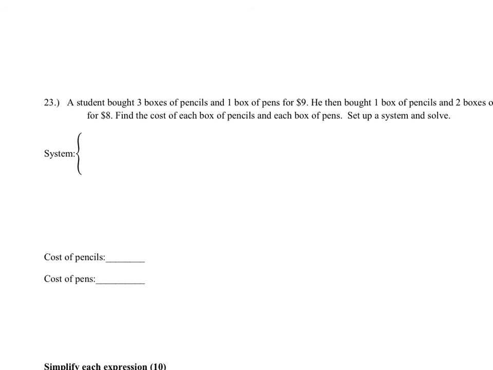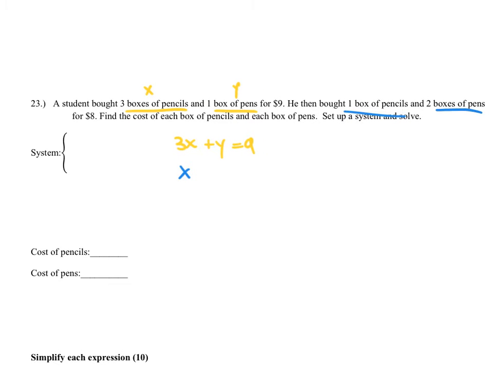Here's another systems of equations. I'm going to let boxes of pencils represent x, boxes of pins represent y. So we bought 3 boxes of pencils and 1 box of pins for $9. And then we bought 1 box of pencils and 2 boxes of pins for $8. And we're going to find the cost for both.